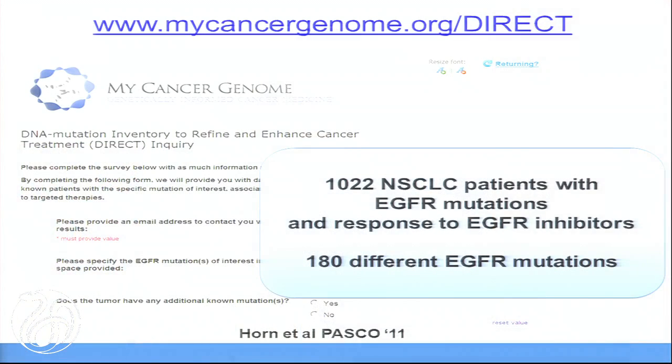Some of the ways we're doing this have been to create a variant database of 1,000 non-small cell lung cancer patients with EGFR mutations, where we contain about 10 variants on My Cancer Genome. We have over 180 different EGFR mutations, just to give you an idea. Some of them have only been reported in 3 case reports.